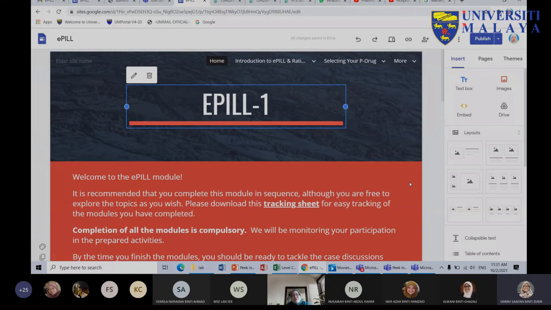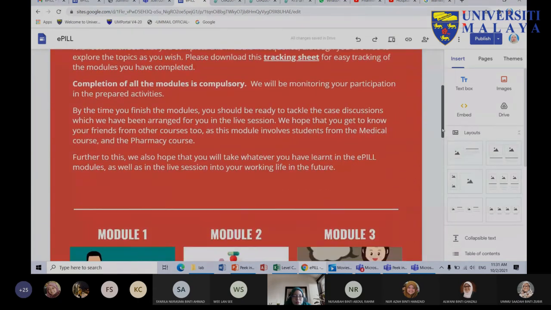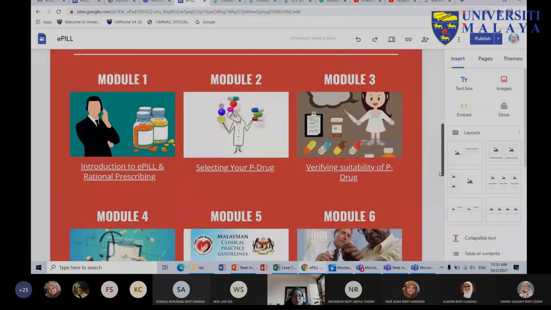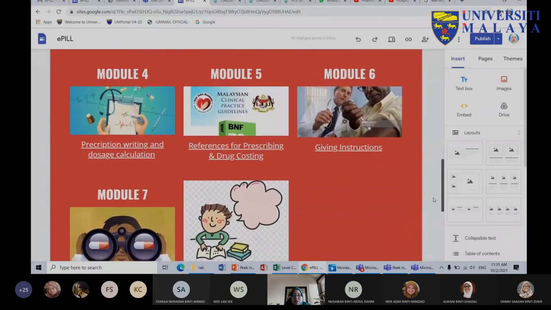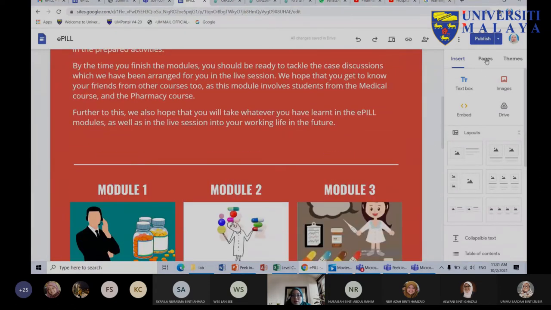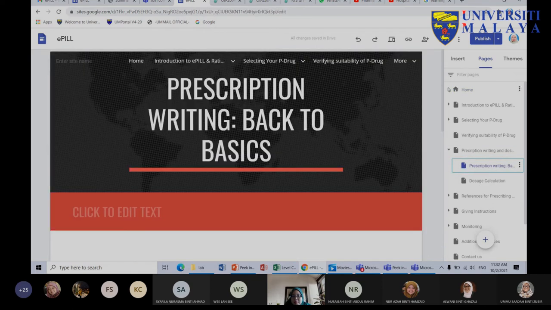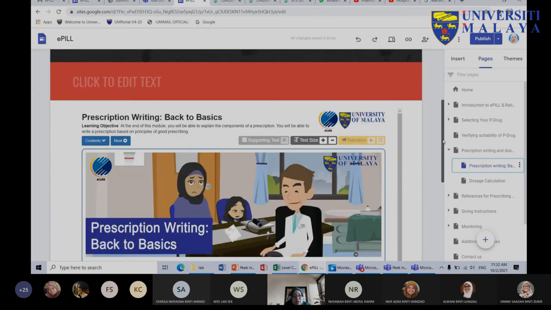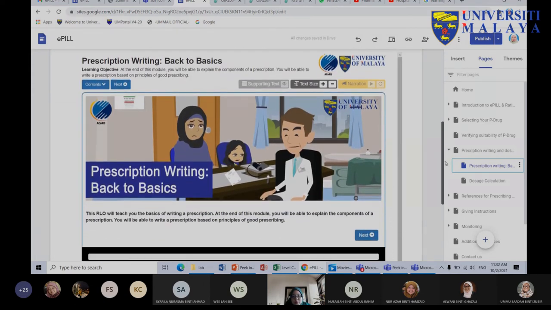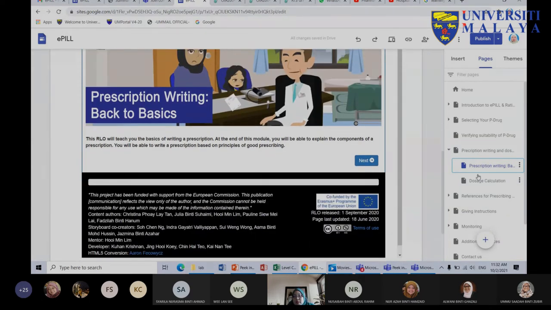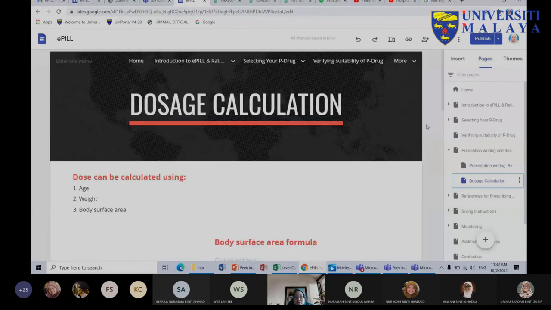Google site EPIL, correct? Okay, yeah, correct. So this is the Google site EPIL that we do for both medical students and pharmacy students. So we have module 1, module 2 to module 7, okay? So each module has their own things that they are supposed to do. Okay, for example, in module 5, they have prescription writing. So in the prescription writing, we have a video we uploaded on how to write a prescription. Both medical students and pharmacy students will learn how to write a prescription by the video.